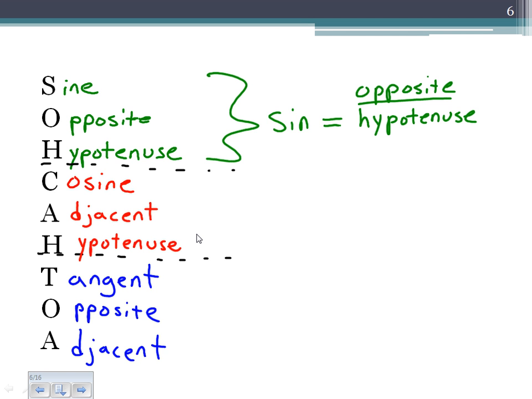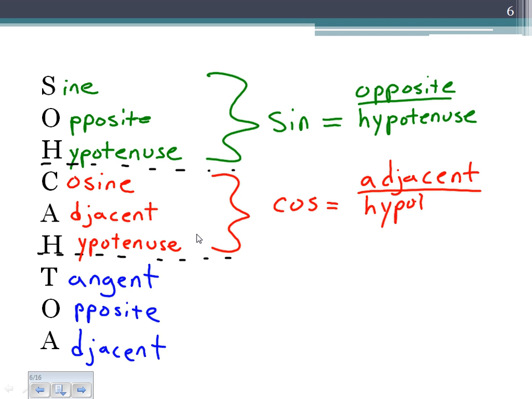So then if you guys use the same pattern, what would my next one be? Very good, Mara. So cosine equals, Khalil, cosine is equal to the adjacent over the hypotenuse. Any questions with that? And what would my last one then be? Equals? Good. Okay, easy enough.